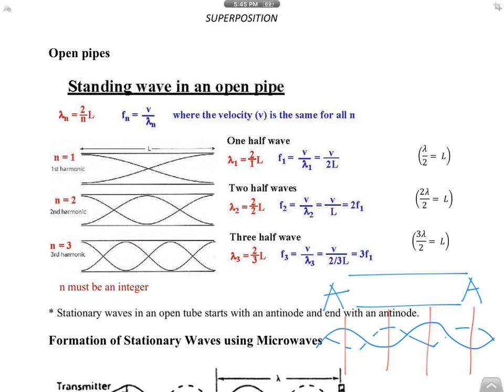Alright, so you notice there's a general formula as well. You notice that it's 2L over 1, 2L over 2, 2L over 3. So lambda equals 2L over n, where n is an integer. Doesn't it look familiar? It actually is the same formula as your stretched string. So why does it have the same formula as a stretched string? It's because in a stretched string, you start with a node and end with a node. Now you start with an antinode and end with an antinode. So they are similar. The only thing that's different is your closed tube, because one side is an antinode and the other side is a node. So it's not the same on both sides. Therefore, the formula is 4L over n, and it must be an odd number. If they're the same, node-node or antinode-antinode, then it's 2L over n, and n can be any integer.